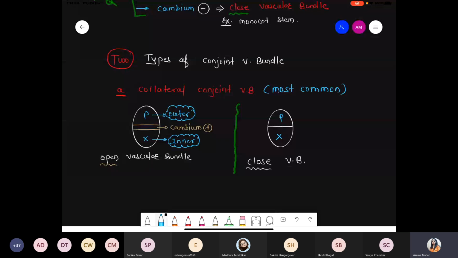Clear this point? What is the meaning of conjoint? Xylem and the phloem attach with each other and represent a single vascular bundle. If cambium is present between them, we can say it is open. And if cambium is absent, such a vascular bundle is called a closed vascular bundle. Got it? Any doubt from the first topic? First type, collateral conjoint vascular bundle, which is the most common. Any doubt?